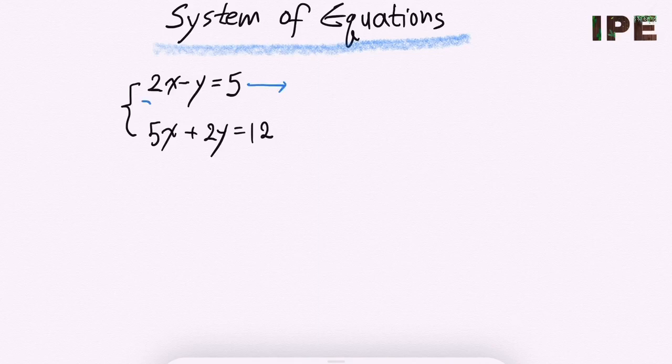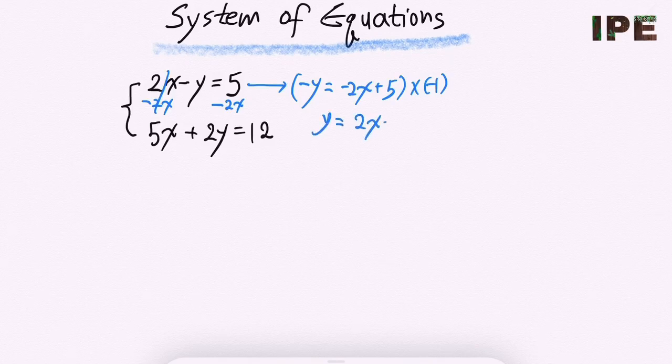So I want to subtract 2x from both sides. That part will be gone. Only negative y is left, and then negative 2x plus 5. And then what about multiplying by negative 1? So that whole thing is times negative 1, because I solved for negative y now, so I want to solve for y. Negative y times negative 1 is positive y, and then 2x minus 5, because I multiply negative 1 for every single term.